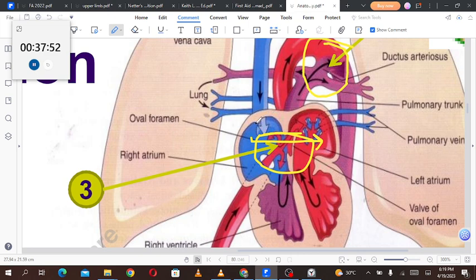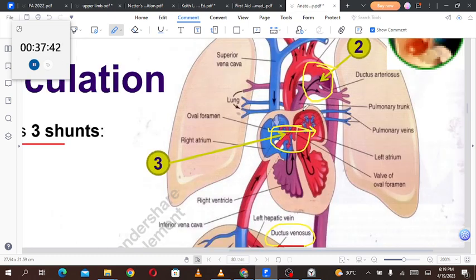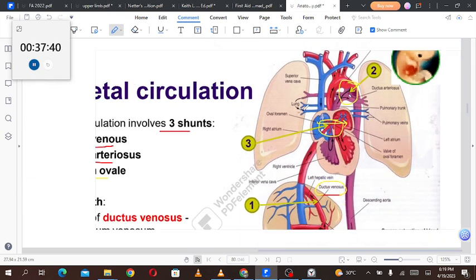So there must be a connection between the right heart and the left heart. So two connections are there. The first one is the foramen ovale, and the second one is the ductus arteriosus. So these two connections are between the right and left circulation to cause ample oxygenation.